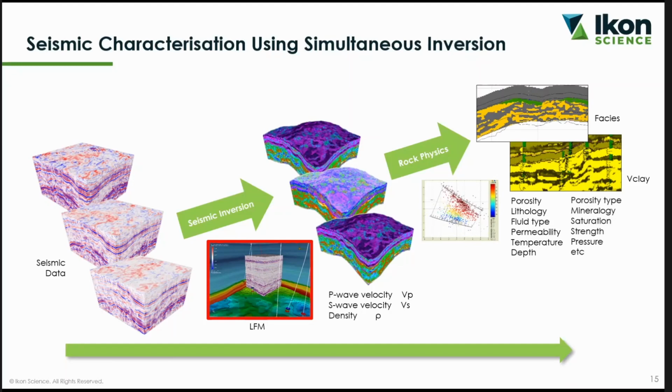Then you do some kind of classification, maybe a Bayesian classification of those elastic impedances, and potentially use rock physics models in reverse, as I say, as a lookup table to predict V shale, porosity, etc.